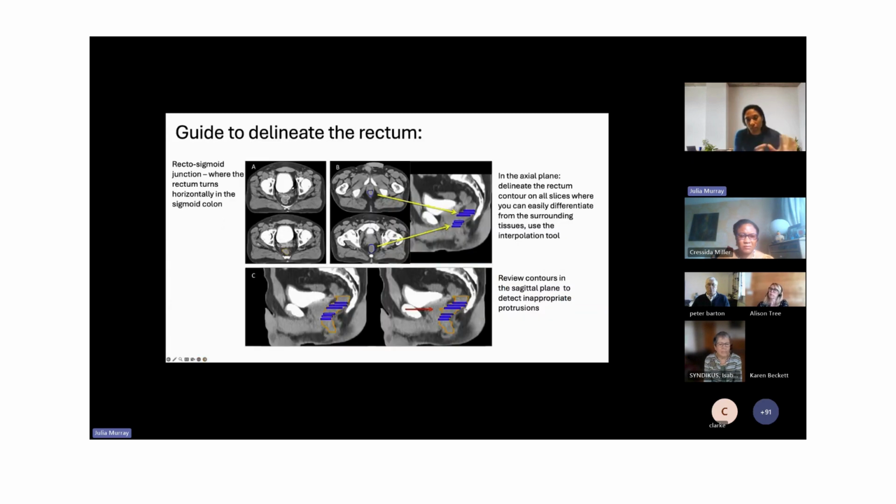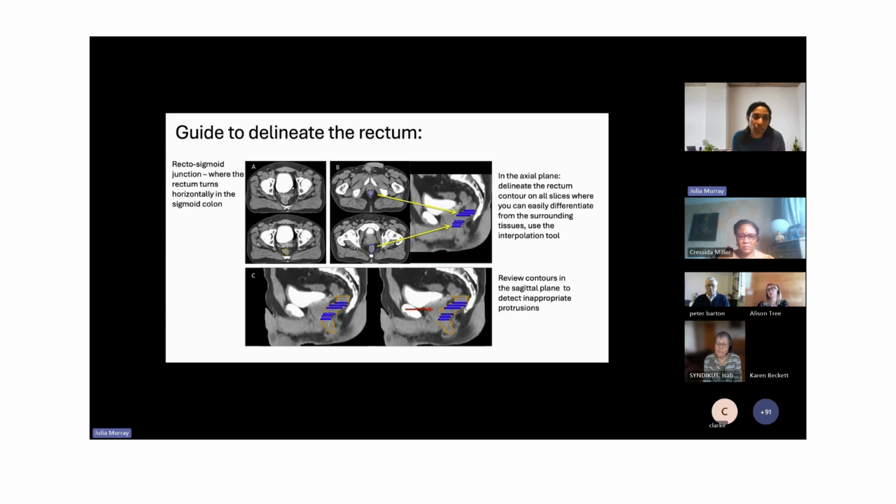As we've been discussing toxicity, GI toxicity, what we know is that we're getting better at finding the optimal dose constraints, so how much dose the rectum should receive. But what needs to be done is that the rectum needs to be accurately delineated. And also, the rectum does influence our contouring of the prostate.